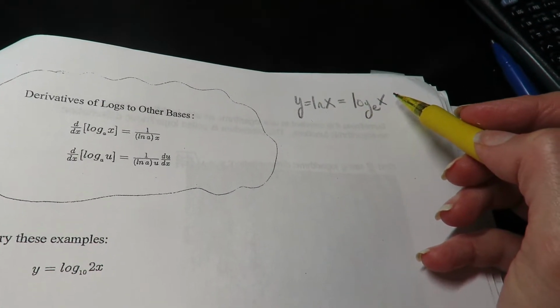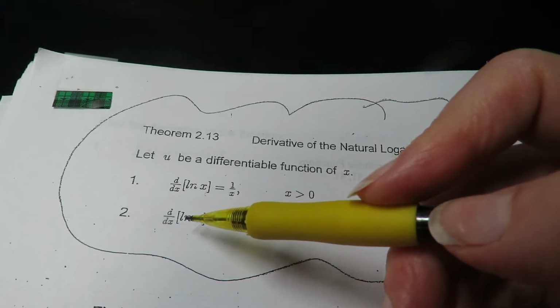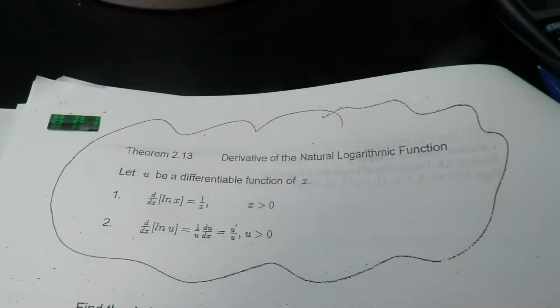And I was showing you the derivatives of that on the previous video, right? We talked about that previously. The derivative of ln is 1 over x. The composite ln is 1 over the inside times the derivative of the inside.